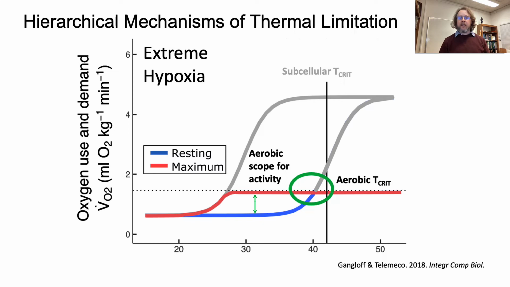Now aerobic T-crit has shifted to the left. That is now going to drive CT max. And you can see the aerobic scope for activity has gotten much, much smaller.